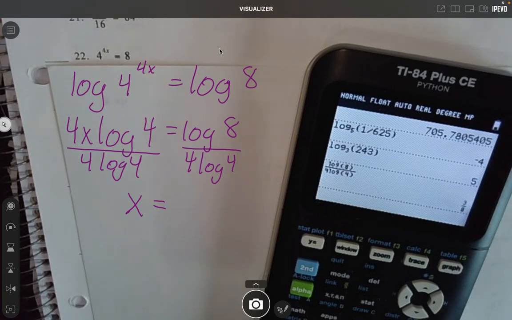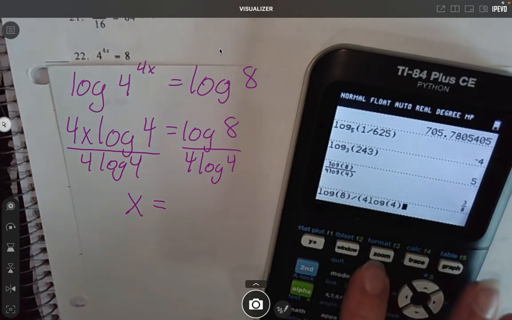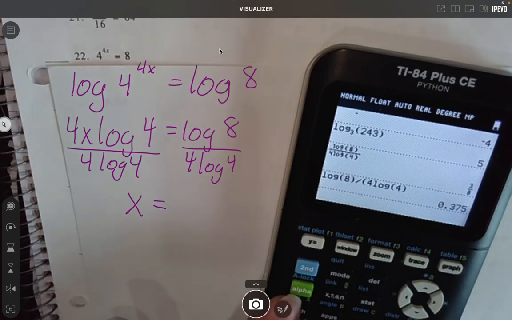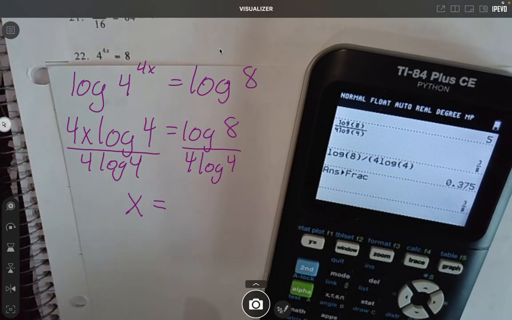If yours doesn't do that, go ahead and type in log 8 and close your parentheses. Okay? Now, be careful here. I'm dividing not by one thing, but by two things. So I'm going to type in parentheses 4 log 4 and close your parentheses. You might not even have to close them twice. Let's just see if that works. Okay, so what's wrong with that answer? It just gives a decimal, so how do you change it? Math, enter, and there it is.